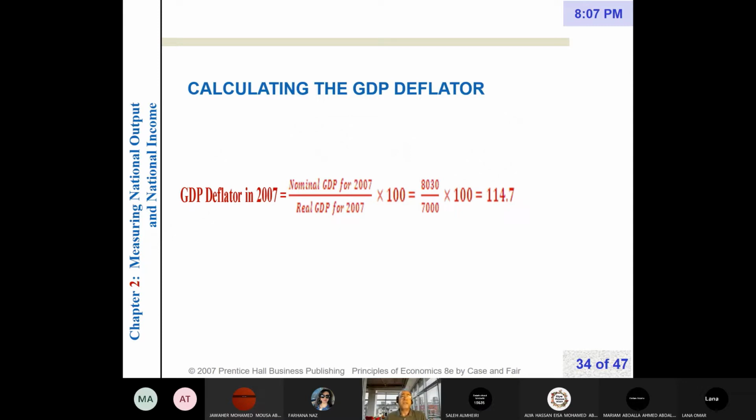GDP deflator is a price index that reflects the status of prices of goods and services produced domestically. How to calculate this index? By using this equation: nominal GDP divided by real GDP times 100 for a given year, such as 2007. GDP deflator for the base year is always 100.